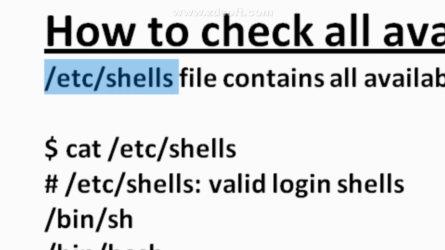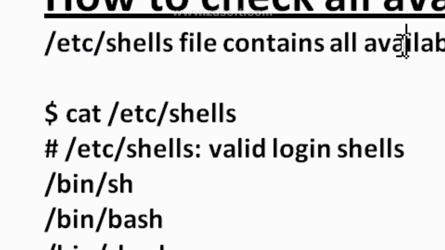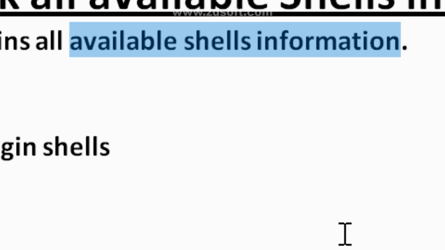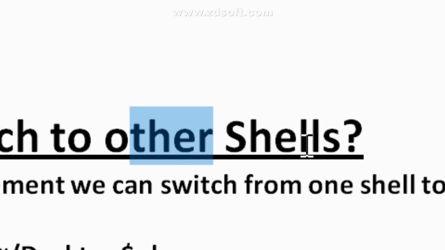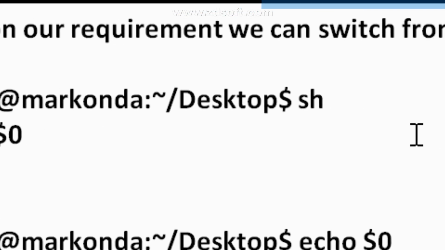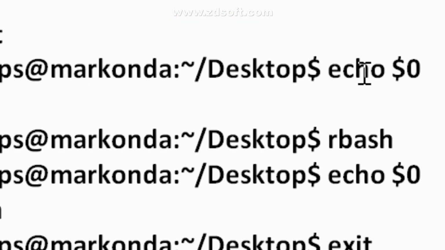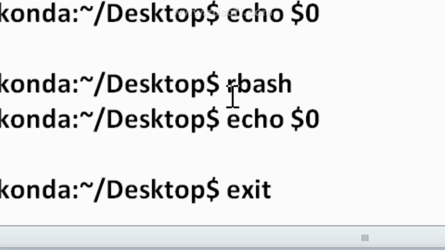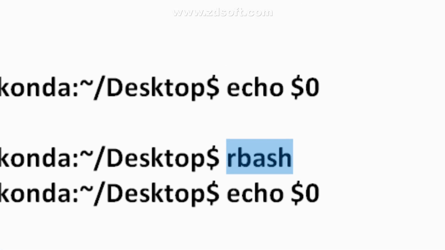So this is the file path. It contains all available shells information. How to switch to other shells? Suppose you are in one shell and you want to switch to another shell, we can use a command like bash, or whatever you want. Now see here, I am in sh.